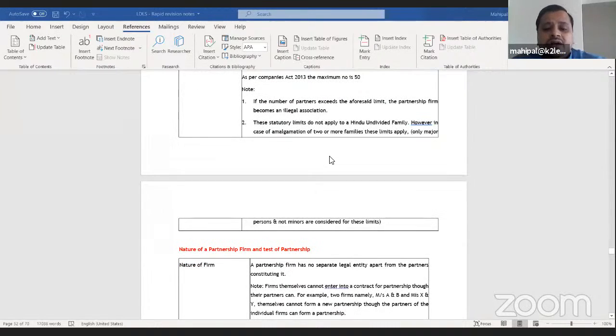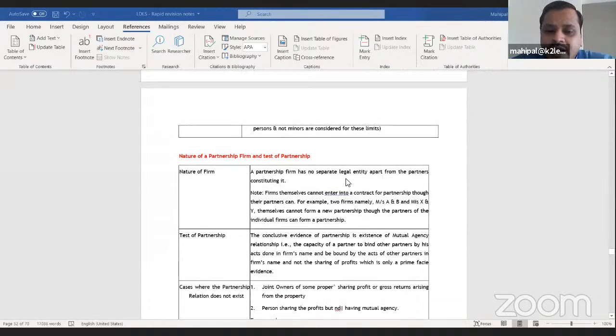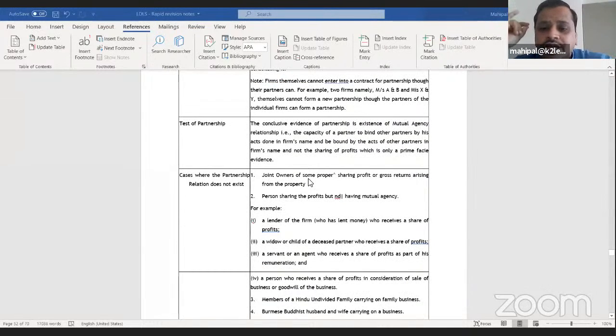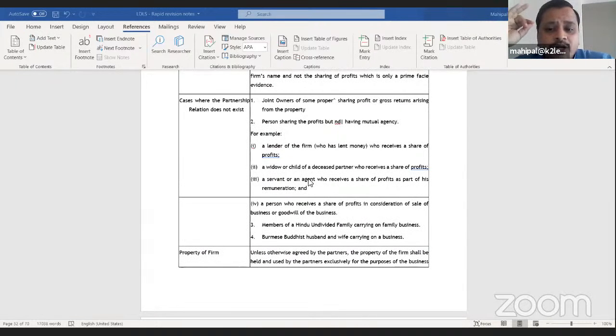Next, a partnership has no separate legal entity apart from its partners. The true test of partnership is mutual agency. Cases where partnership does not exist are: number one, joint owners sharing the revenues, sharing profits but not having mutual agency; a lender of money to the firm; a widow of a deceased partner who has received a share of profits; a servant or agent receiving remuneration; and number four, a person who receives a share of profit in consideration of the sale of goodwill or business. These are considered persons who are not partners.